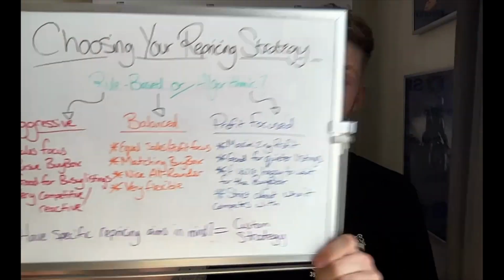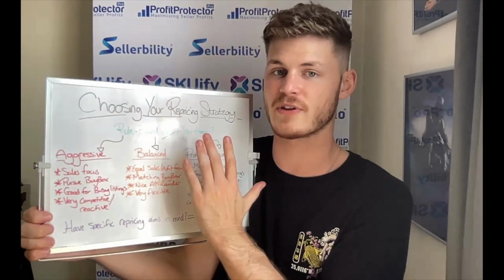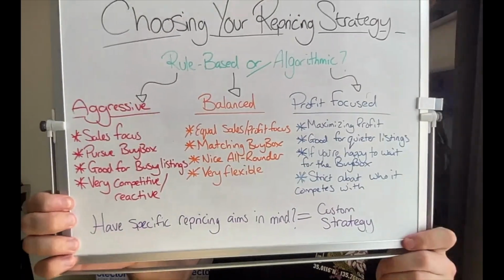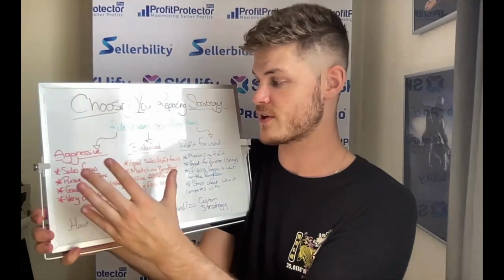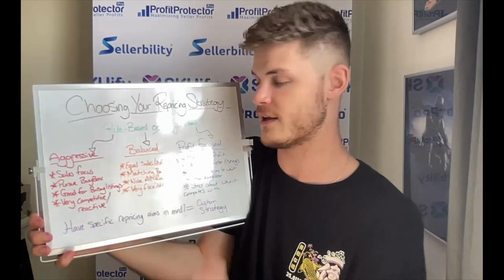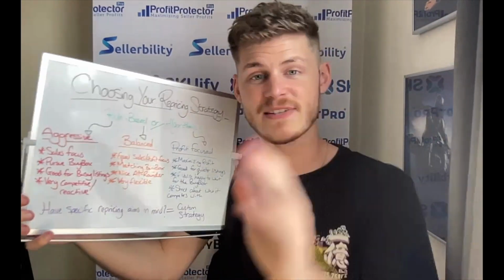But yeah, to help you decide which sort of strategy you want to use, first ask yourself, is it rule-based or algorithmic? And then use these points to help you decide, is it best to go aggressive, profit focused, or balanced? So yeah, hopefully this has helped you out massively.